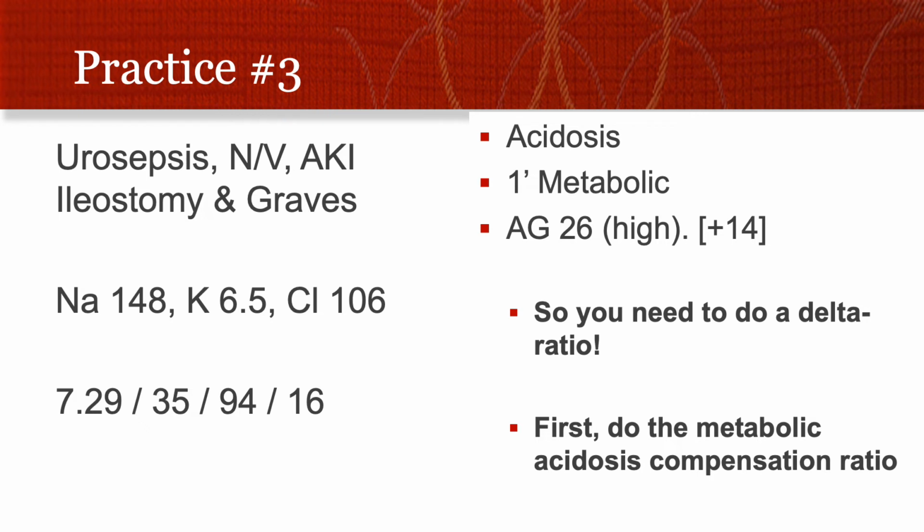All you know is that it's either bicarb or an anion, and that's where the delta ratio comes in. In this case, the anion gap is 26, and that's 14 higher than it should be. And so we know we have a primary metabolic acidosis, we know we have an anion gap acidosis, and we need to figure out if the bicarb is what it should be for that degree of anion, or if there's a different problem. But before we do that, let's start at the beginning and do the metabolic acidosis compensation ratio.